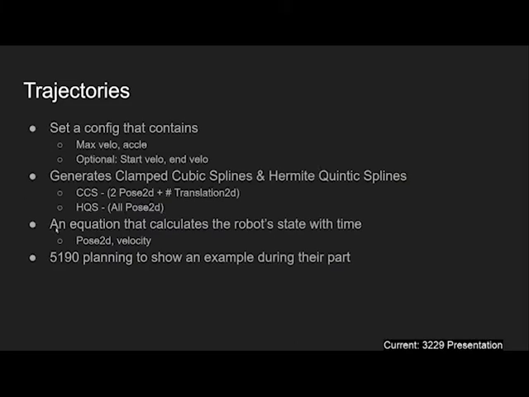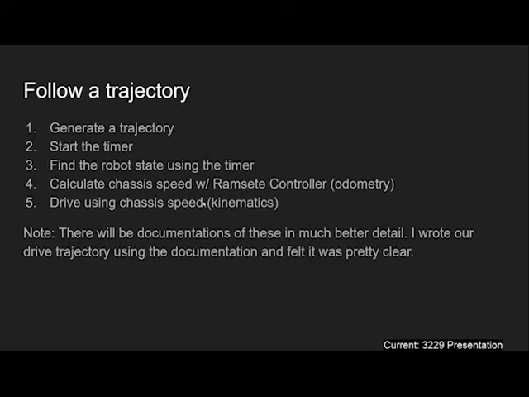What this essentially does is an equation that will calculate the robot state with the time input. The robot state means the position and the velocity of the chassis. 951 is planning to show an example in their presentation.